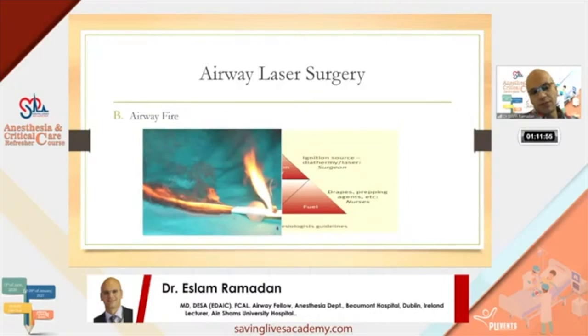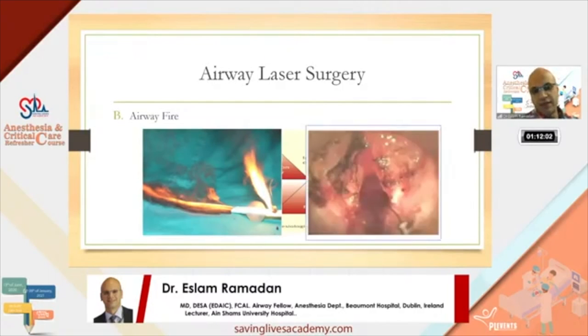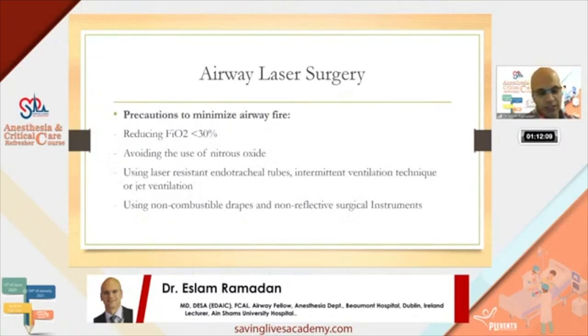This is a picture of how fire started in the endotracheal MLT tube. And this is the effect on the larynx and vocal cords after the fire happened. So what can we do to take precautions so that these catastrophic events will not happen? We can reduce the FiO2 to less than 30%, or down to 21% as long as the patient can tolerate low FiO2, and avoid the use of nitrous oxide, which also helps in ignition of the fire. Use a laser-resistant endotracheal tube, as we saw before, these two kinds of tube, or an intermittent ventilation technique or jet ventilation technique. Use non-combustible drapes and non-reflective surgical instruments.